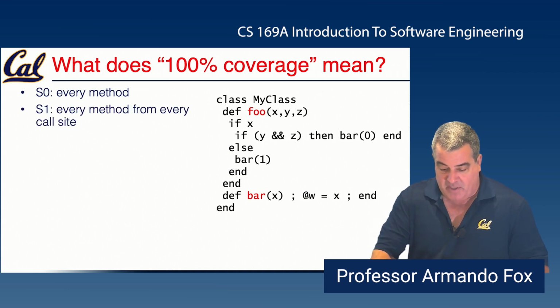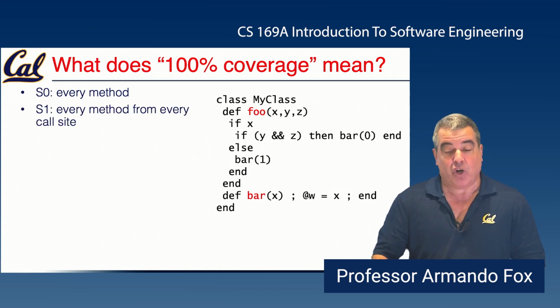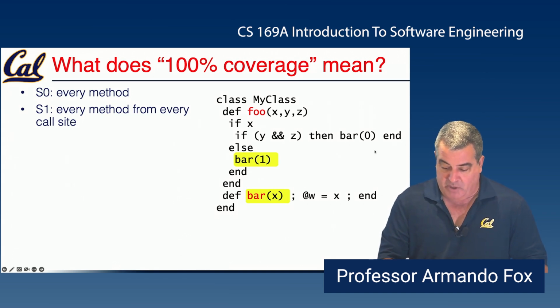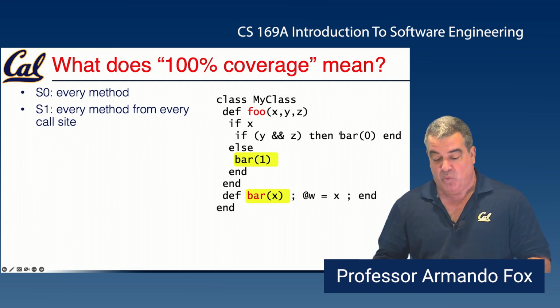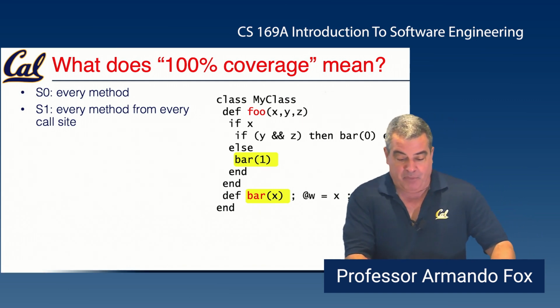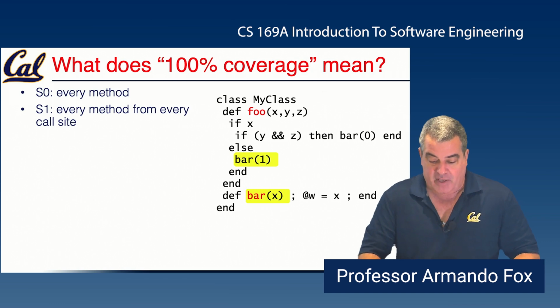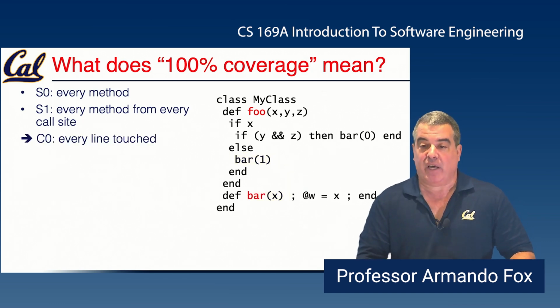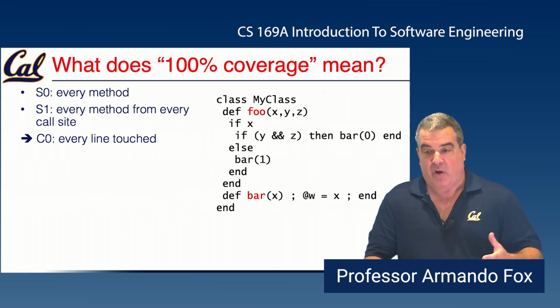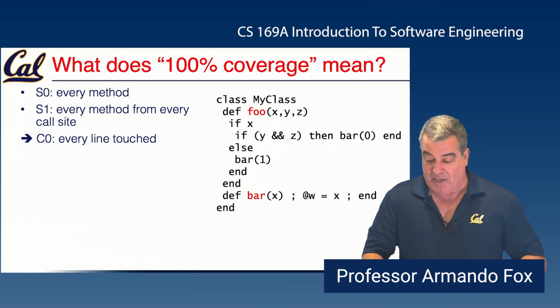A little better is to say you call every method from every call site. So for example, in this case, the bar method could be called from this clause, or it could be called from this clause. So to achieve S1 coverage, you have to call it at least once from each of those places. But better than this is to say, look, did I at least run every line of code? That's what we'd call C0 coverage. Every line of your app is touched at some point by something in your test suite.